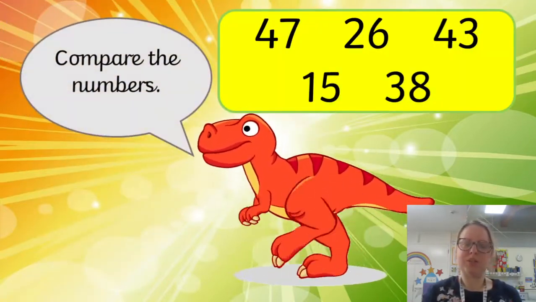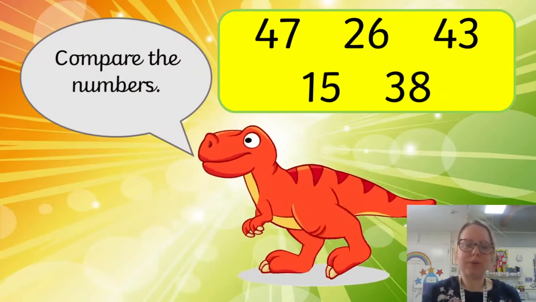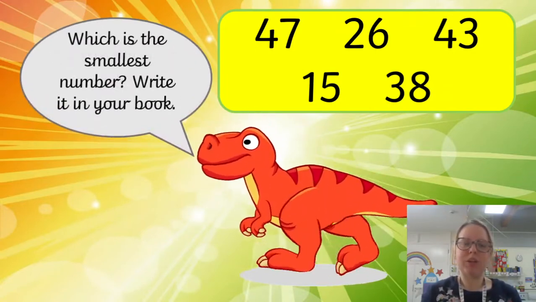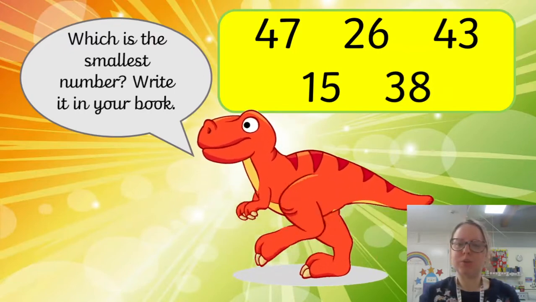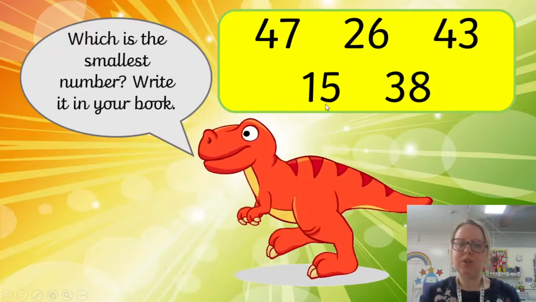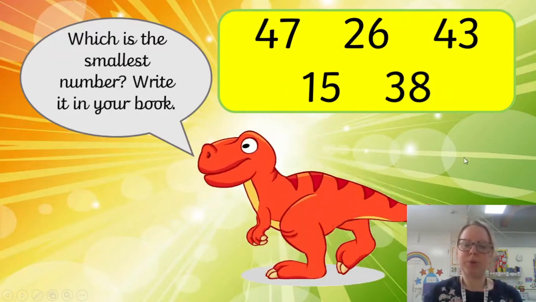Okay, now our dinosaur is asking us to compare the numbers. Which is the smallest number? Can you write it in your book? So look at all of the numbers. There are 5 different numbers here. Can you write the smallest number into your book for me?